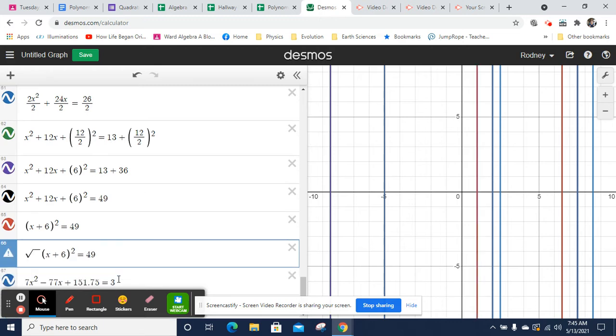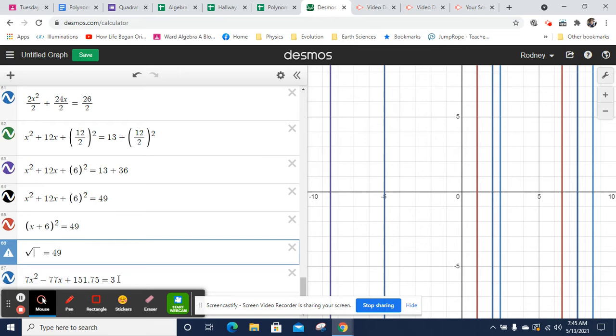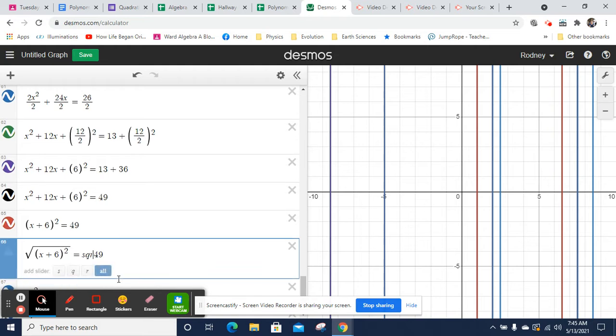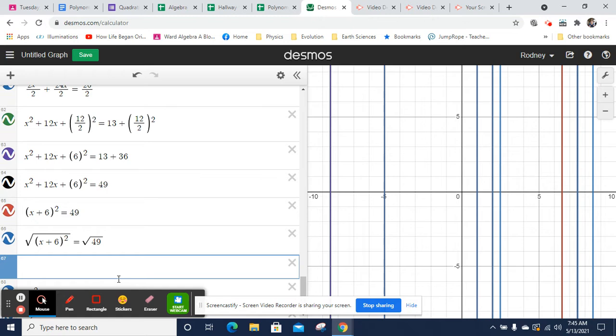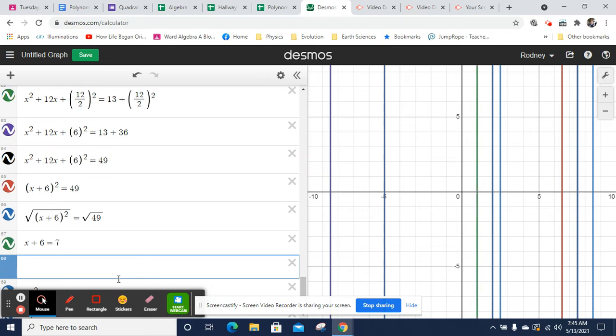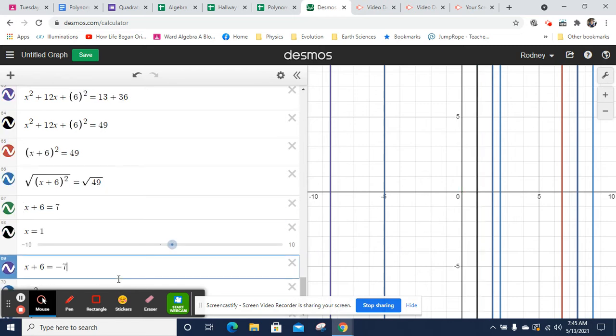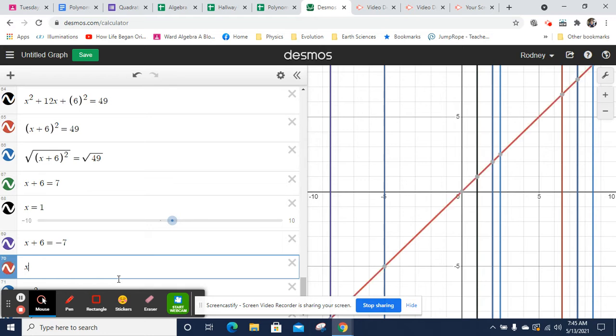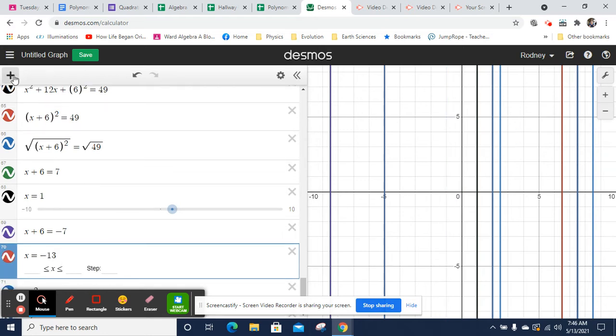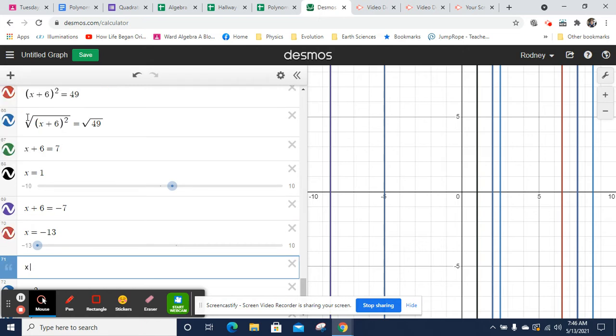And now the next step is to take the square root of both sides. So the square root of this business and the square root of 49. The square root of x plus 6 squared is just x plus 6, and on the right side, that's going to be 7. And negative 7: x plus 6 will also equal negative 7. I'm going to subtract 6 from both sides, so x will be 1. And I'll subtract 6 from both sides here, so x will be negative 13. And so my solution is x is 1 and x is negative 13.